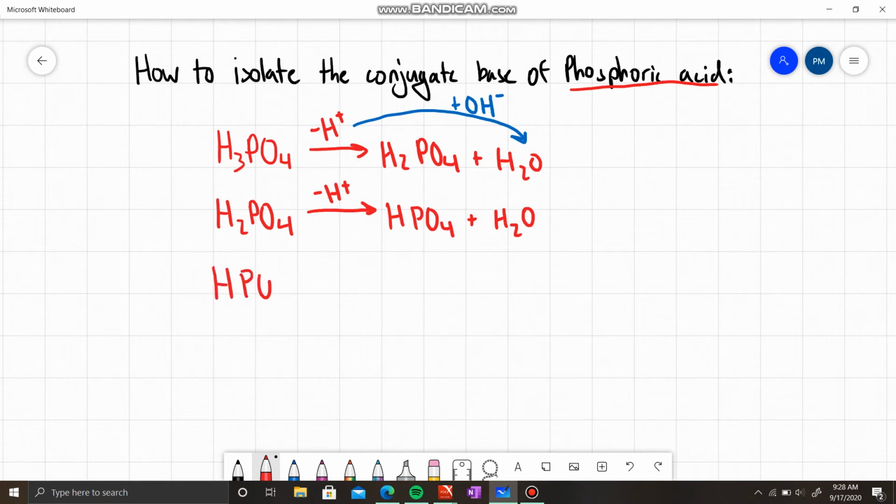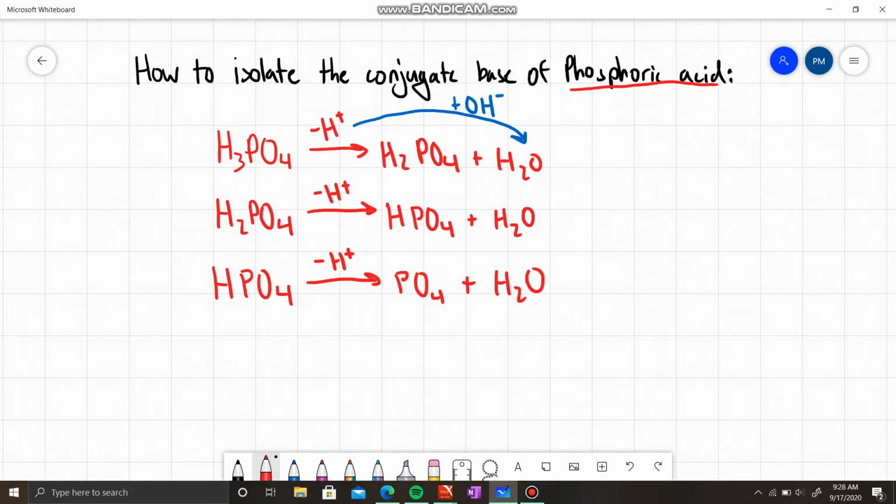So we take our hydrogen phosphate, we deprotonate once more, and we are left with our polyatomic anion phosphate, which is -3. And a bunch of water.